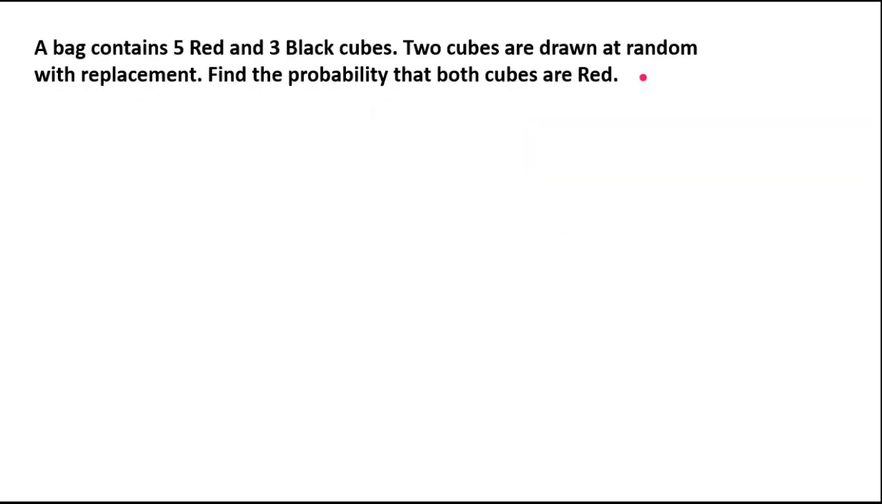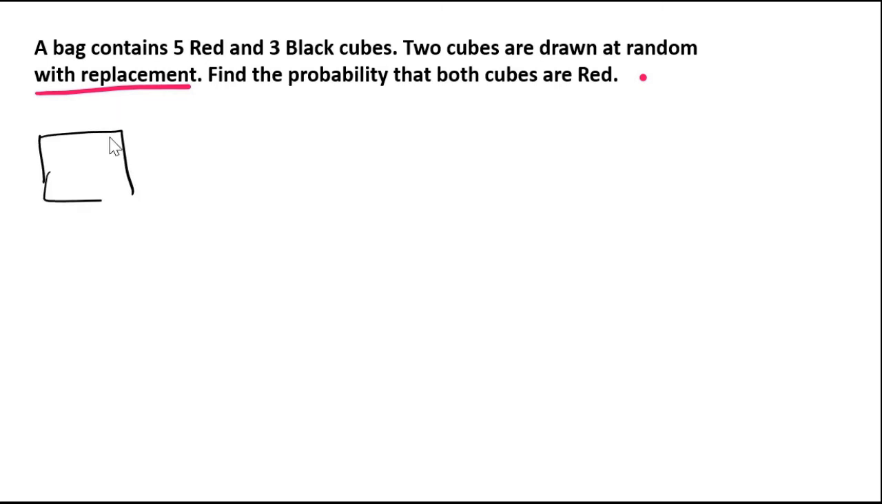Now see this question. A bag contains 5 red and 3 black cubes. 2 cubes are drawn at random with replacement. So with the replacement we are taking. Find the probability that both cubes are red. Previously we had done the same question but without replacement. So it was a conditional probability of dependent events. Now we will see what will happen here.